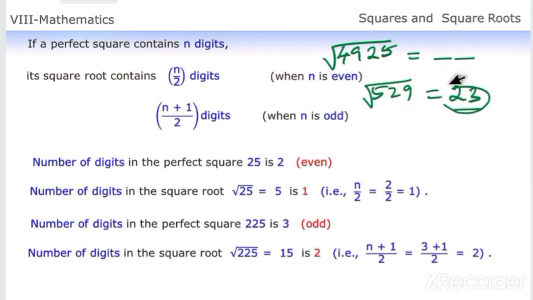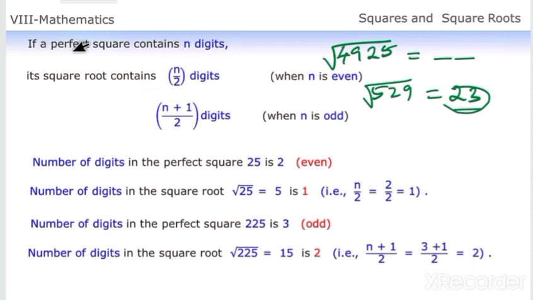So finally, what we have to conclude is how many digits will be there in its square root. If the number of digits is even, how many digits will be there in its square root? If the number of digits in the given perfect square is odd, then how many digits will be there in its square root? That only we are going to see in this concept.